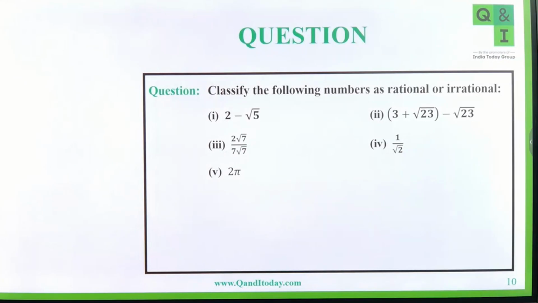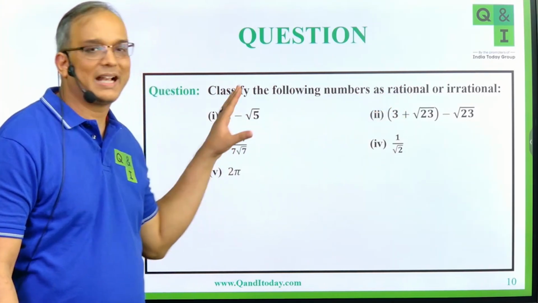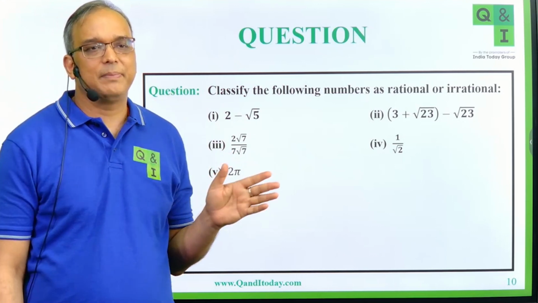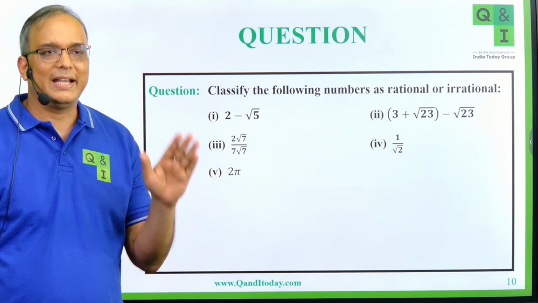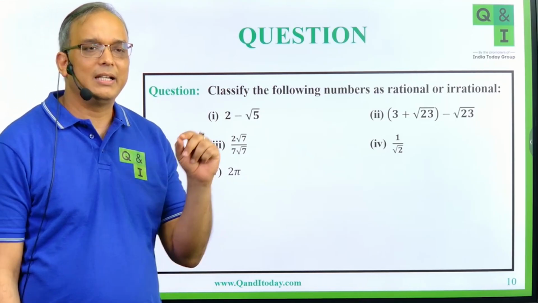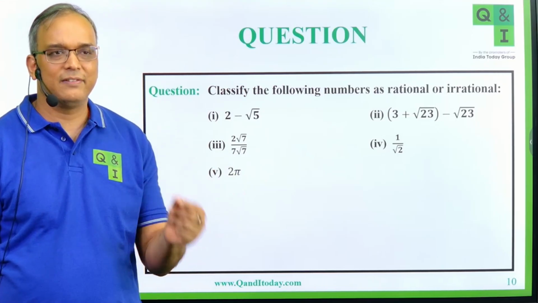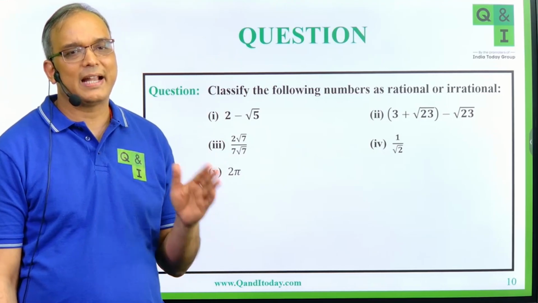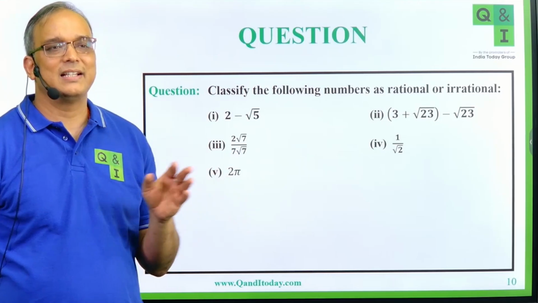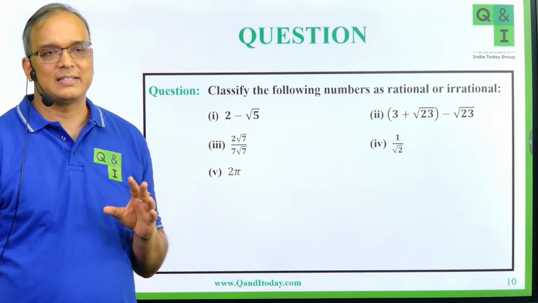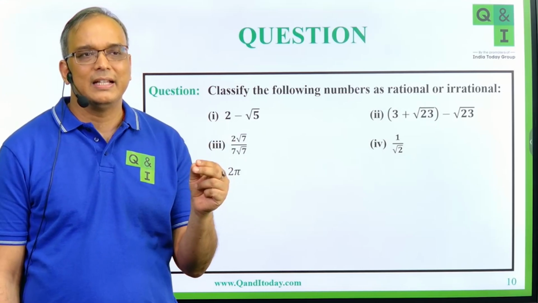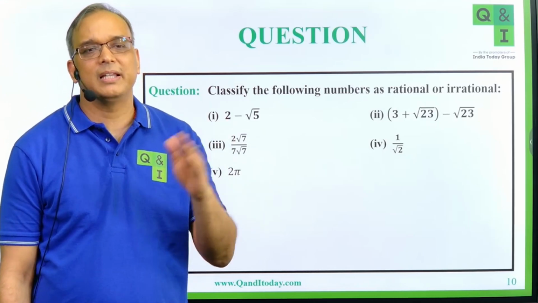So students, in this question, you have to classify the following number as rational or irrational. What we discussed in the previous class was that if we add a rational and an irrational, the result is irrational. Similarly, if we multiply a rational with an irrational, the result will be irrational. If we divide a rational and irrational, the result is irrational. Similarly, if we subtract a rational and irrational, the result is irrational. But if these two numbers are irrational, means if we add two irrational, it may be an irrational number or it may be a rational number.